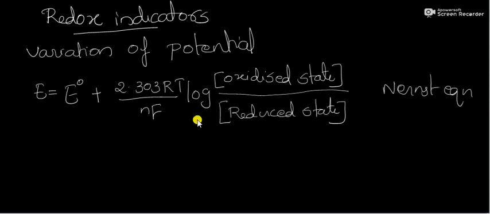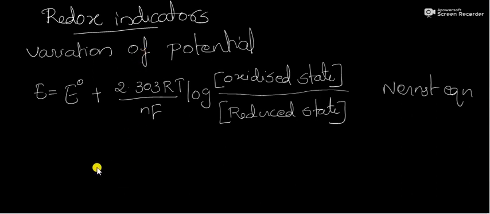Near the equivalence point of a redox titration, there occurs a sudden change in the potential of the redox system. Certain compounds respond to this sudden change in potential and undergo a color change. Such compounds can be used to detect the end point of redox titrations and are known as redox indicators. So, what is a redox indicator?